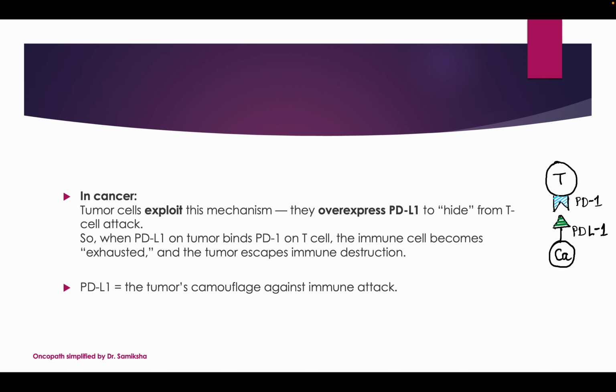This leads to a balanced immune system. Now what exactly happens in cancer is that these tumor cells exploit this mechanism. They start overexpressing PD-L1 to hide or evade from the T cell attack. So whenever the PD-L1 from the cancer cells goes and binds with the PD-1 on the T cells, the immune system is going to become inactivated and the tumor cells will escape the immune destruction. In simple language, you can say that PD-L1 is the tumor's camouflage against the immune attack.